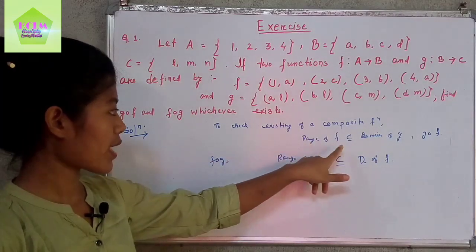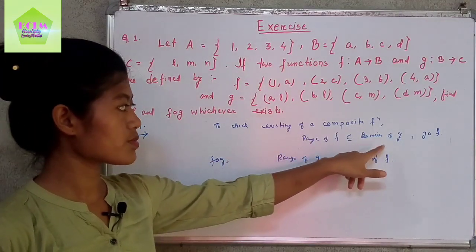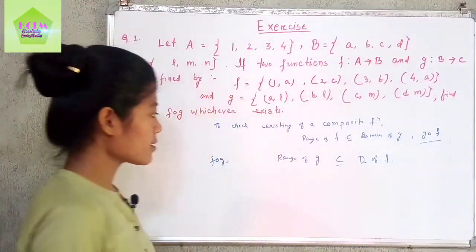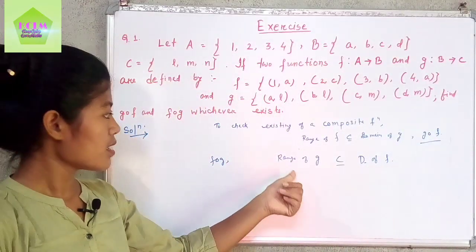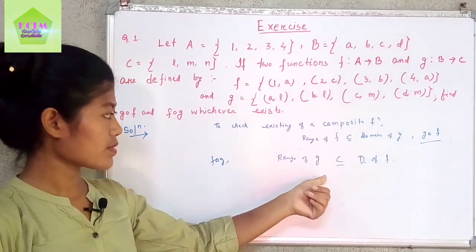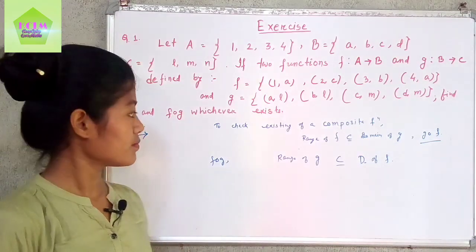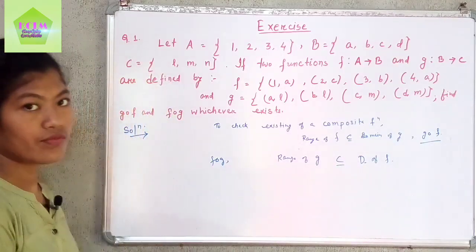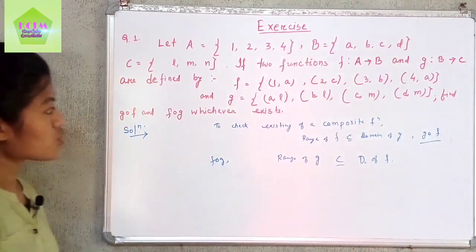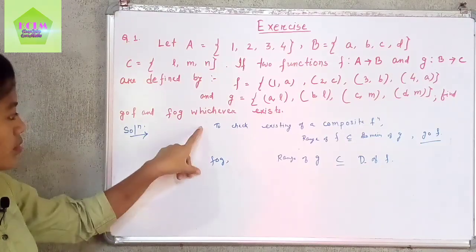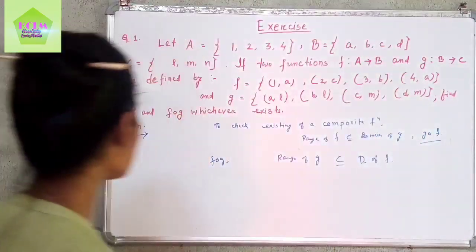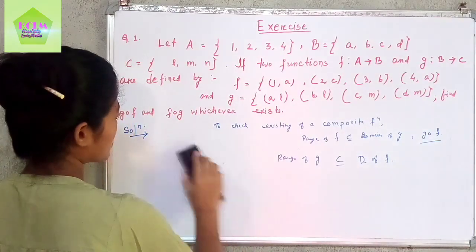Whenever the range of f is a subset of the domain of g, then g∘f exists. On the other hand, whenever the range of g is a subset of the domain of f, then f∘g exists. So here we will apply this to check whether g∘f and f∘g exist.